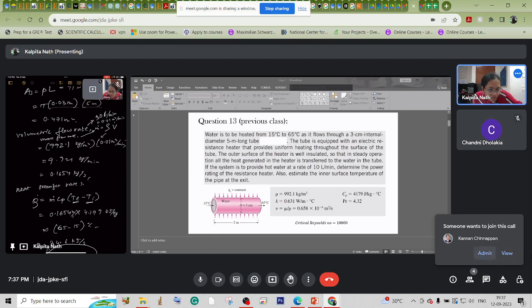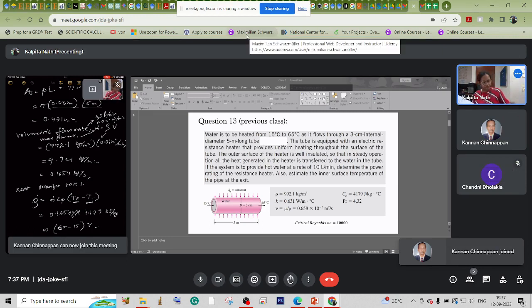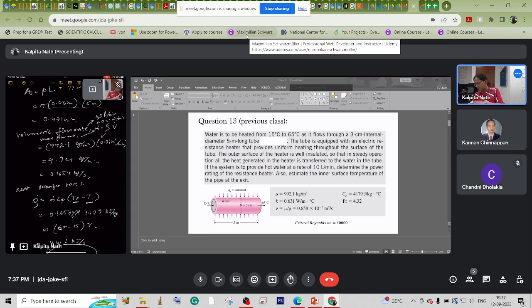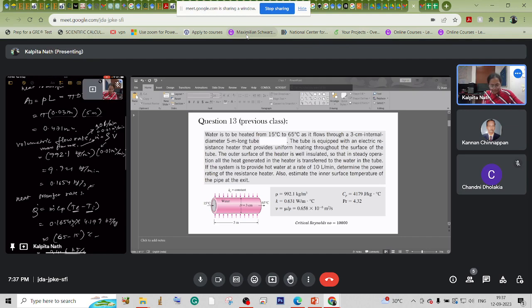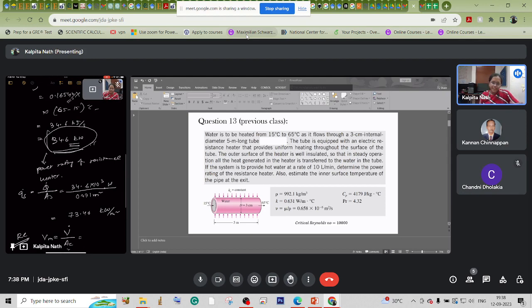Just 1 second. Okay, so from that we can easily get the mass flow rate. So mass flow rate we got as 0.1654 kg per second, right? And now from m Cp delta T, m we have calculated, Cp is already given, and change in temperature is 65 minus 15. So from that we can get Q, and that is the power rating of the resistance heater, because that will be the heat supplied by the resistance heater to the fluid. Right. Now, what is the next question?